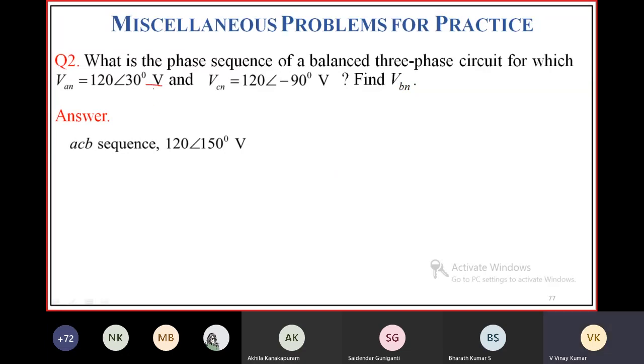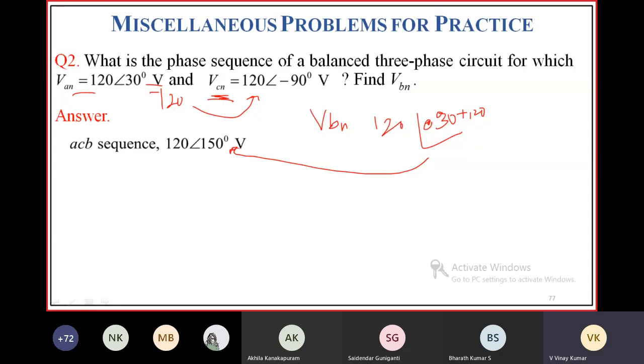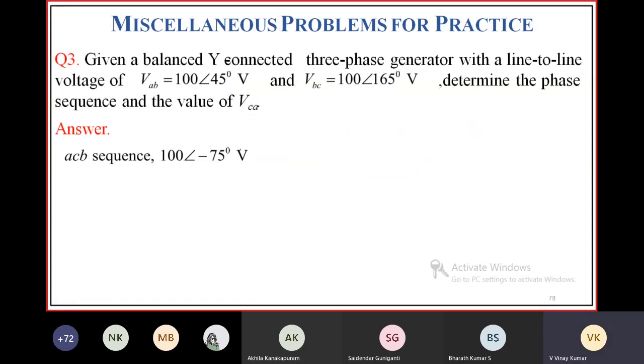The phase sequence is the next voltage. This phase attains the more positive voltage next to this, then A, C. BN would be what? 120 at an angle minus 30 degrees plus 120, then we get 150. Somewhere we can find this.